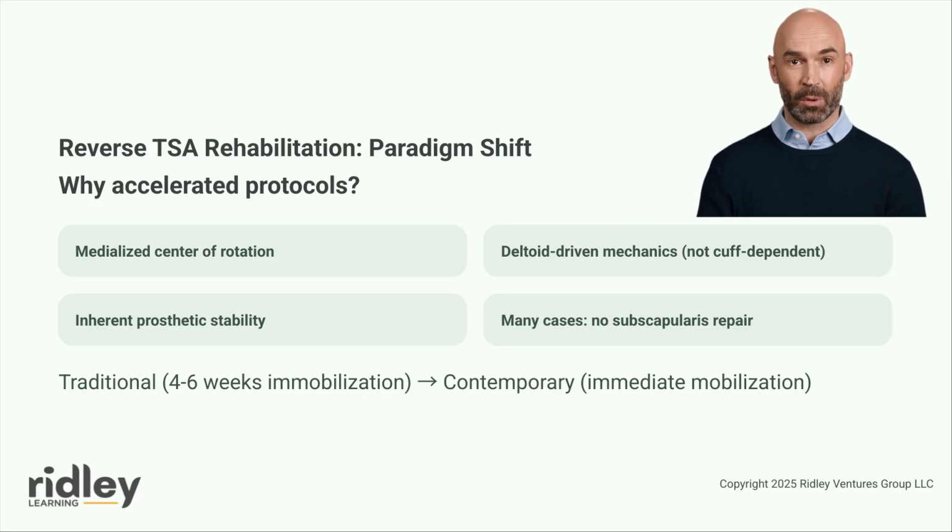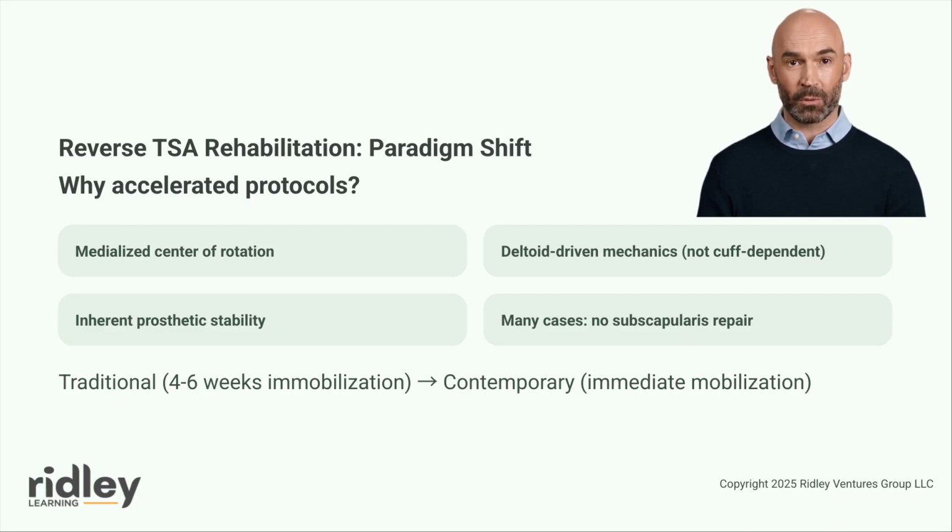Traditional rehabilitation protocols for reverse total shoulder arthroplasty, adapted from anatomic arthroplasty guidelines, emphasize prolonged immobilization for 4 to 6 weeks, strict limitations on active motion and weight bearing, and graduated progression through passive, active-assisted, and active range of motion phases over 12 to 16 weeks.